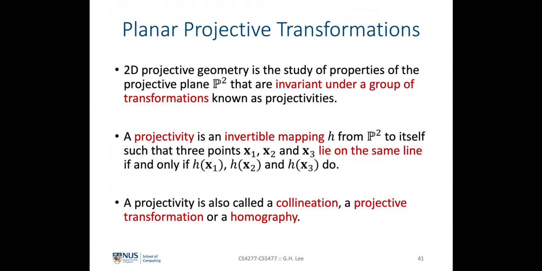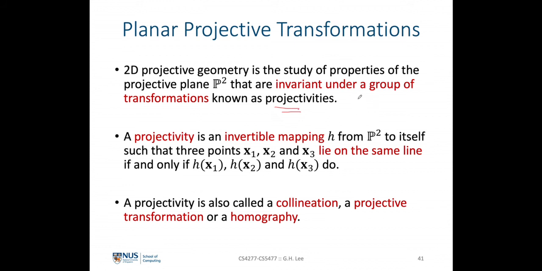Now, after looking at the definitions of points, lines, and conics in the homogeneous coordinate space and in the 2D projective space, let's look at how these entities can be transformed in the 2D projective space. So 2D projective geometry, as I mentioned, is a study of the properties of the projective plane that are invariant under a group of transformations known as projectivities.